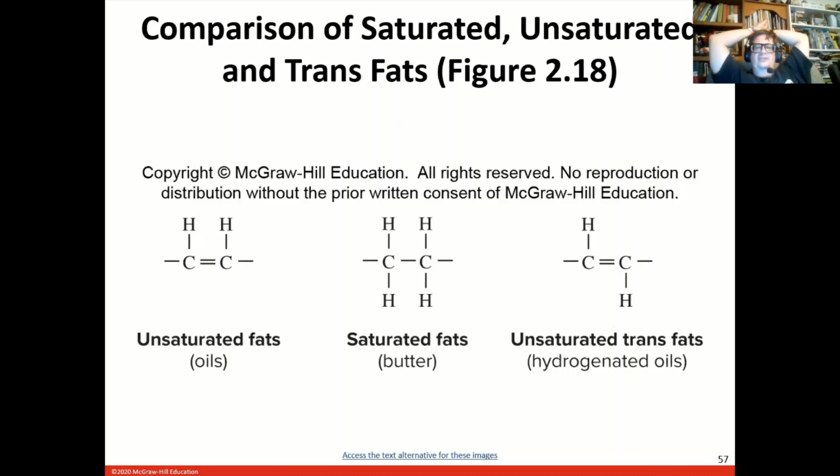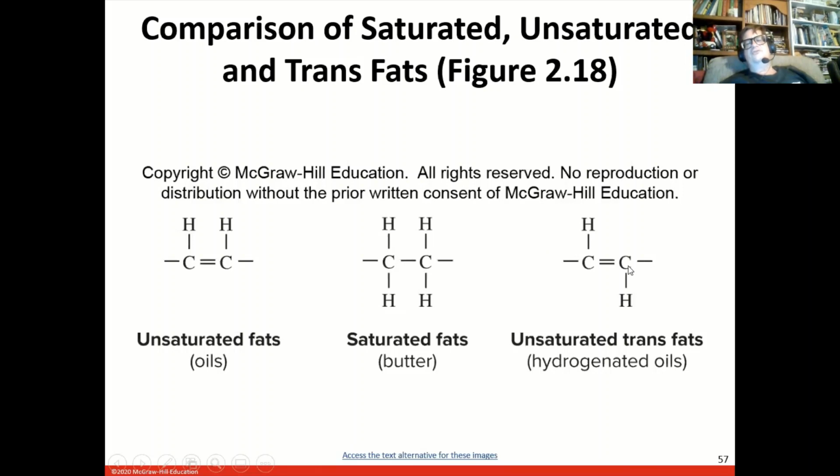Now, a comparison of saturated, unsaturated, and trans. Here we have a saturated fat, and that would be like butter. And here we have two unsaturateds. This is an unsaturated because it has less hydrogen than it could. It's got a double bond there. This would also be called a cis fat. Cis, things are on the same side. Even though it's written C-I-S, the sound of cis sounds like same, and so things tend to be on the same side.